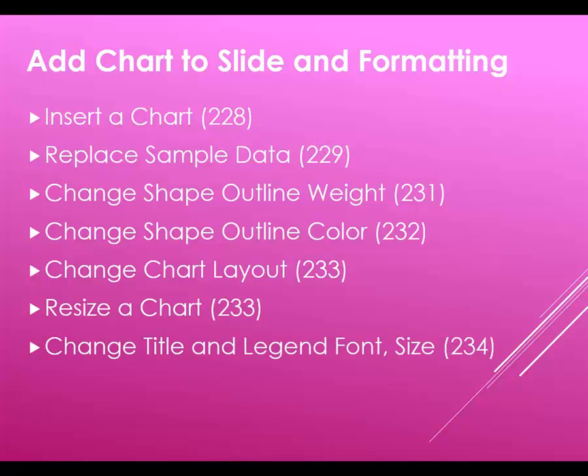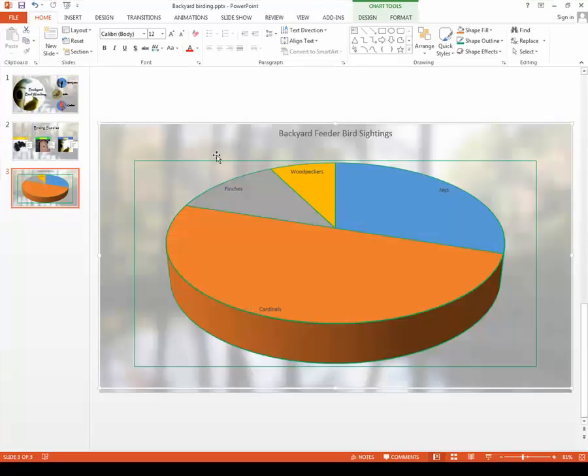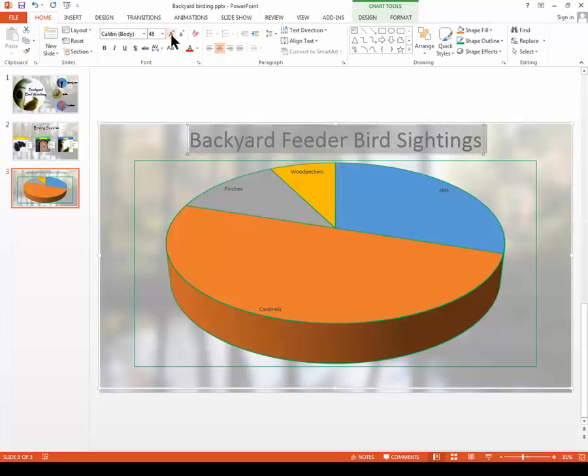Next would be to change the title and legend font and size. It's page 234. So let's click in the chart title. I will have to triple click to select all of the text. And I'm going to increase the font size, I'm on the Home tab here, up to 48. 6, 7, 8. It took me 8 clicks, but you can do it however you like. And also change it to Papyrus font.